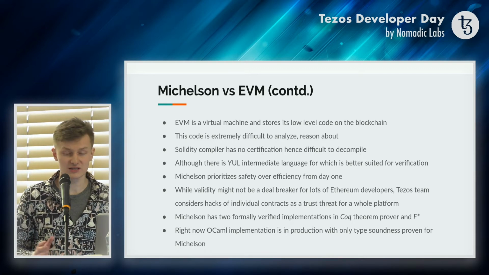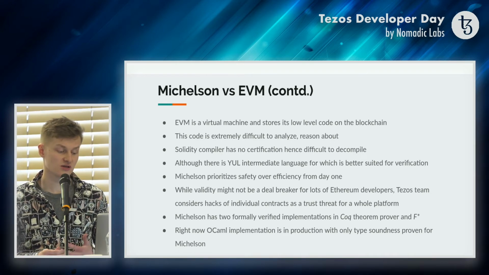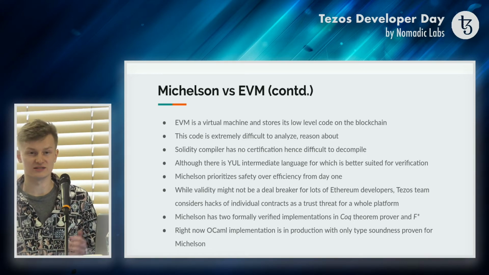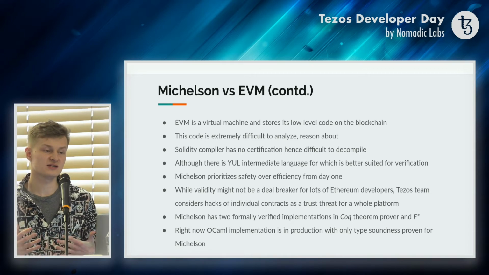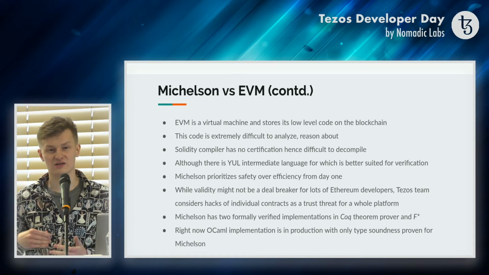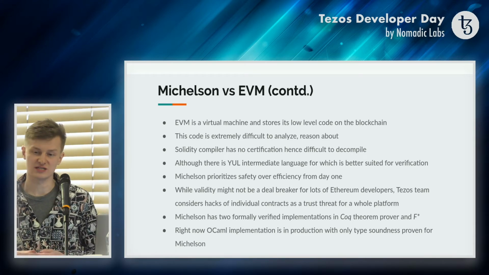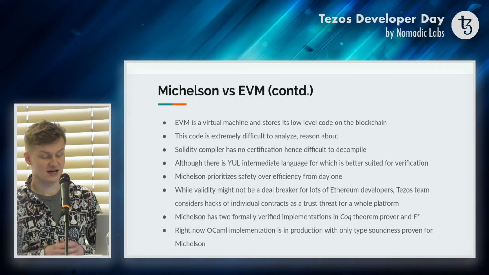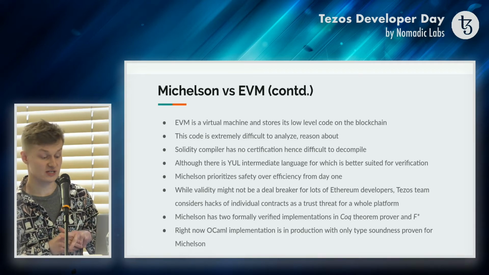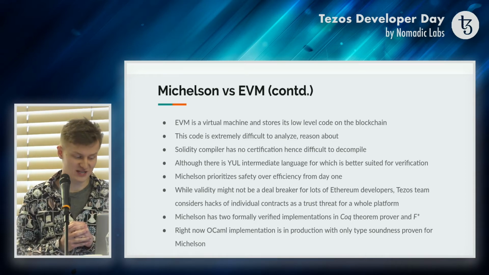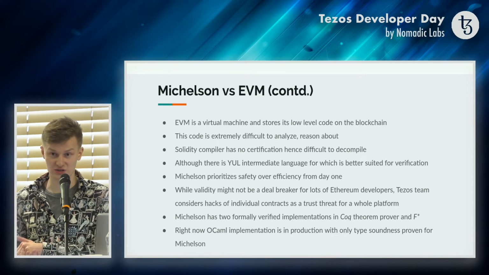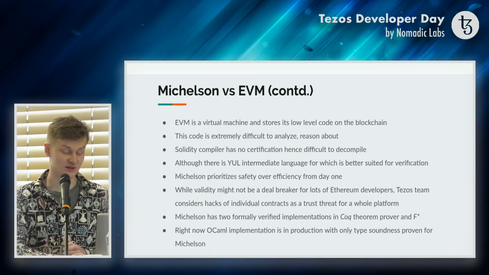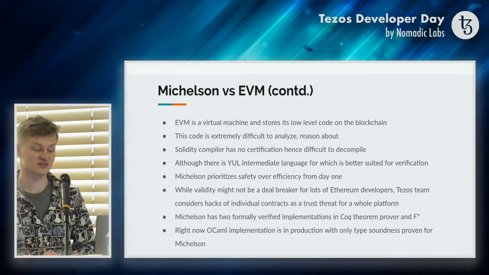but Michelson prioritizes verification over efficiency from day one. And you may think validity maybe is not a deal breaker. Solidity and Ethereum have existed for a few years, but Tezos' stance on this is that hacks and stolen funds are hurting the reputation of the Tezos ecosystem as a whole. So Michelson has 2 formally verified implementations, one in Coq and one in F*. Right now, if I'm not mistaken, the OCaml version is used in production, and it only has type soundness verified for this implementation. But I think we will sometime soon have a proven version in production.